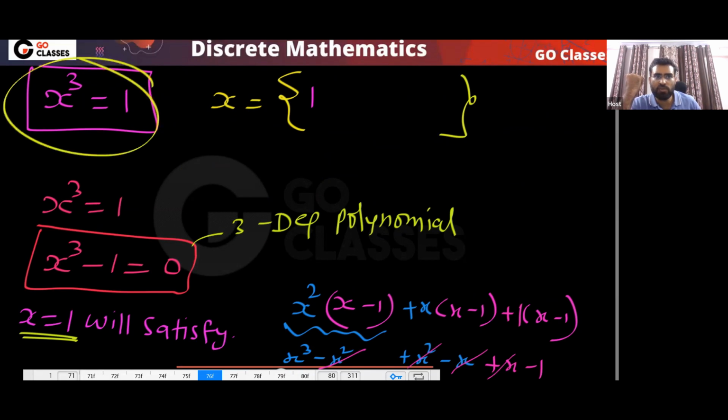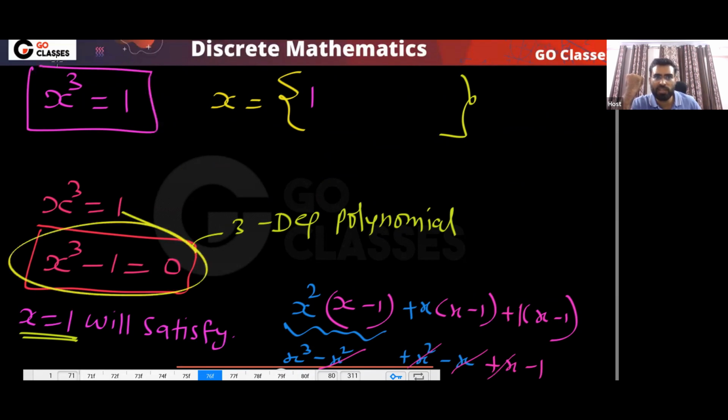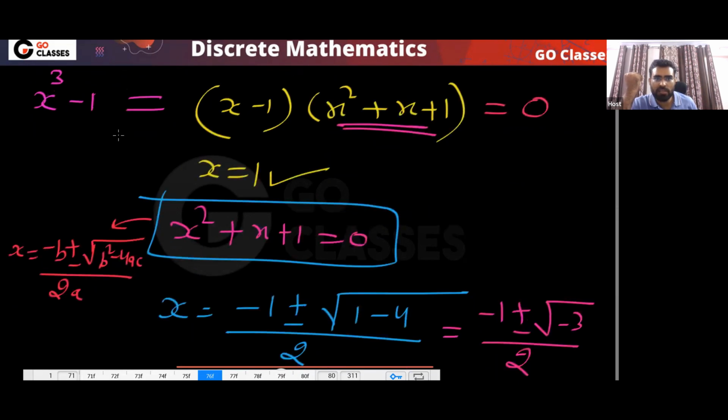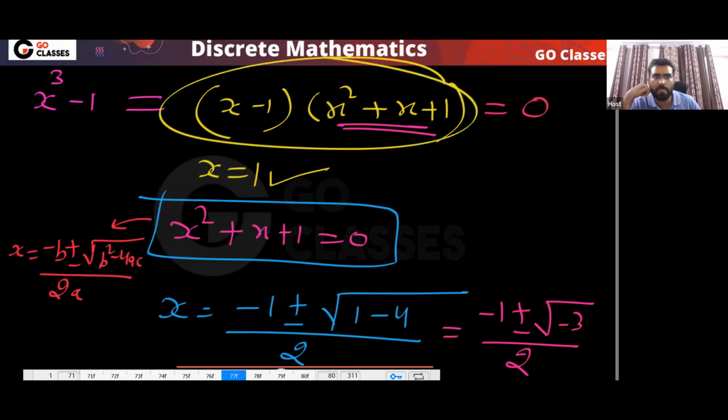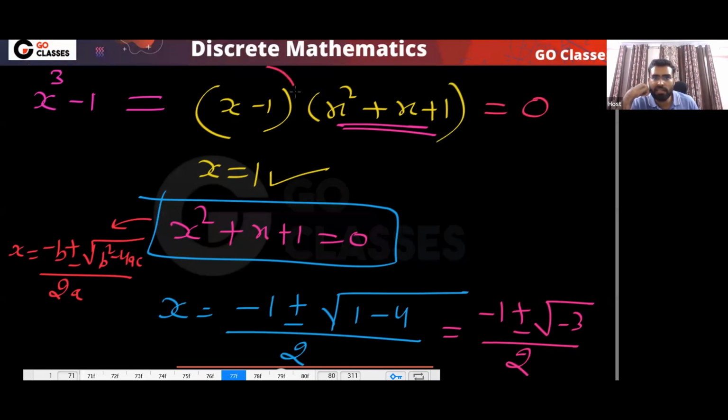So if I give you this equation, it means x cube minus 1 equal to 0. Then x equal to 1 will satisfy. Because x equal to 1 will satisfy, you can find out that x cube minus 1 will be equal to this. So from here, either this is equal to 0 or this is equal to 0. If this is equal to 0, it means x equal to 1.